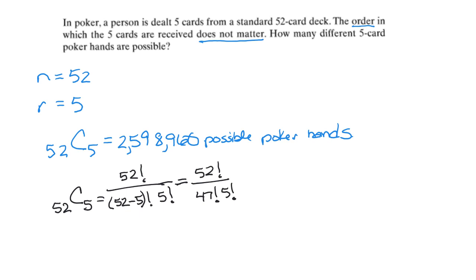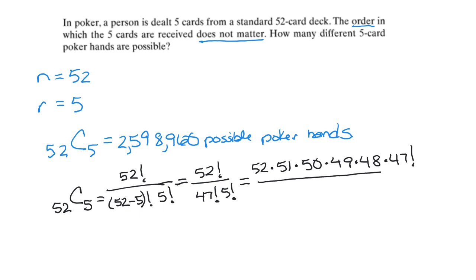All right, and if you do the longhand on here, we'll have 52 times 51, 50, 49, 48, 47. Again, I'm going to stop at the 47 factorial since I have a 47 factorial in the denominator. Then I'll take that 5 factorial and expand it: 5 times 4 times 3 times 2 times 1. And again, just a little symbol inside so you remember that we are going to multiply.